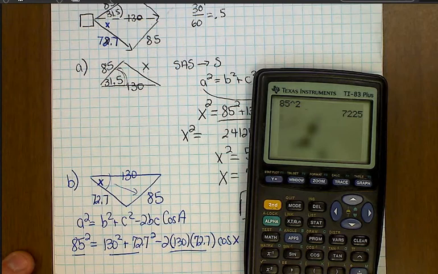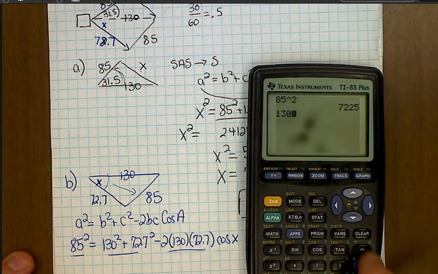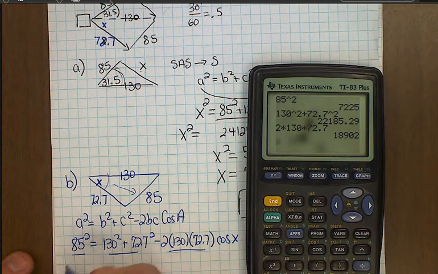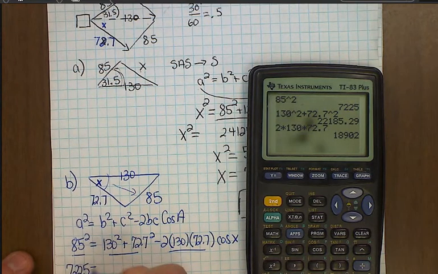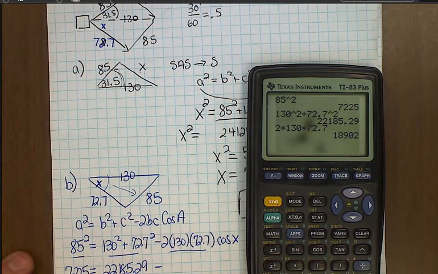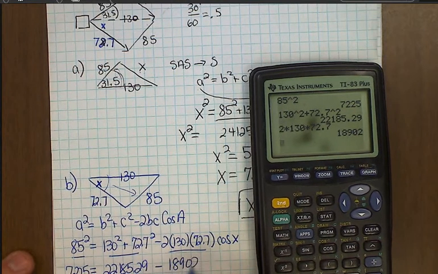So there's my 85 squared. I have 130 raised to the second plus 72.7 raised to the second. There's going to be another number I'm going to use. Then I'm going to get my 2 times 130 times 72.7, and there's my other number. So I have my first number, which is 7,225 equals, then all of this is going to become 22,185.29, big numbers. I'm going to subtract out 18,902 cosine x.